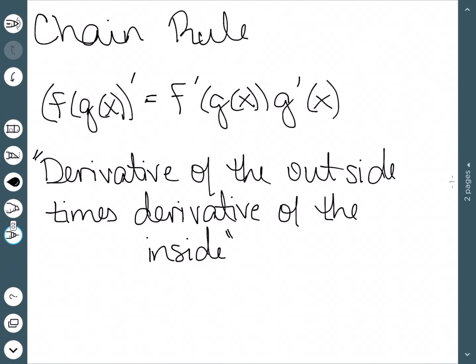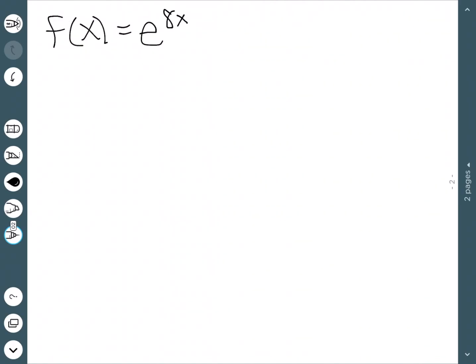The shortcut easy way to think of this is it's the derivative of the outside times the derivative of the inside. And we'll do some examples to figure out exactly what that means and how this works. First, I'm going to find the derivative of e to the 8x. And while we do know how this works, we're going to now explain exactly why it works this way using the chain rule.